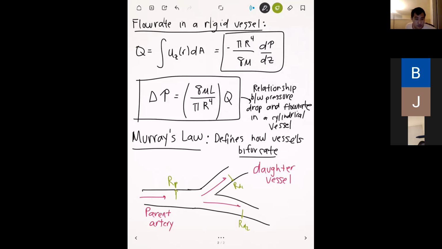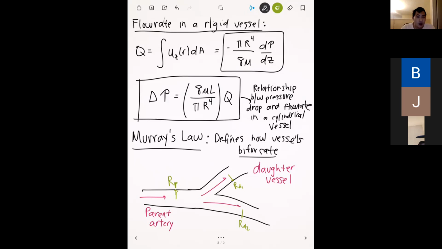All right. And so what Murray's law states is that there's actually a relationship. So there's a relationship between if your parent vessel is a certain size, then your daughter vessels have to follow some kind of relationship too. Okay. And what we'll be able to do is find that relationship based on the results that we have right now.